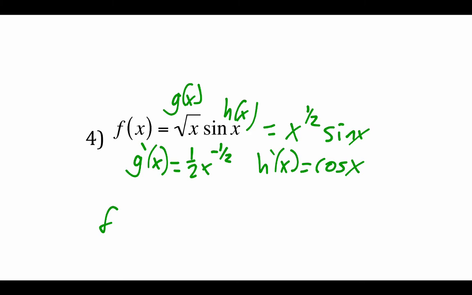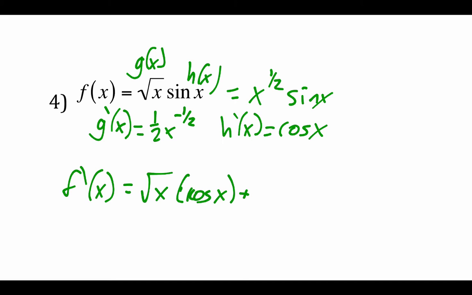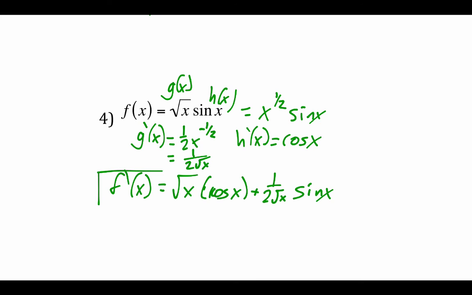Now, f prime of x is going to be the first function, the square root of x, times the derivative of the second function, so times cosine of x, plus the derivative of the first function, which, well, I didn't clean that one up a little bit, that'd be 1 over 2 times the square root of x. So it'd be 1 over 2 times the square root of x times the original second function, sine of x. And that would be our derivative there.